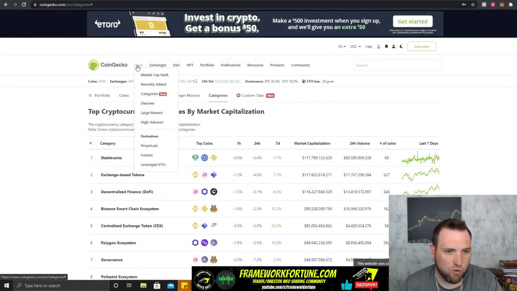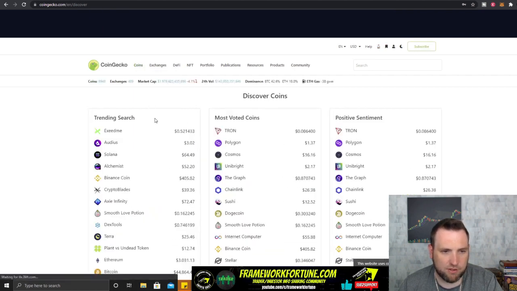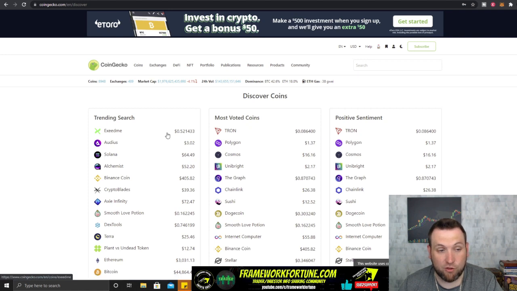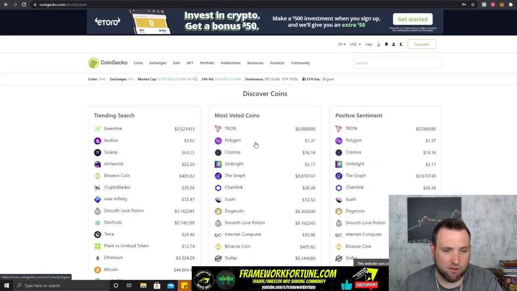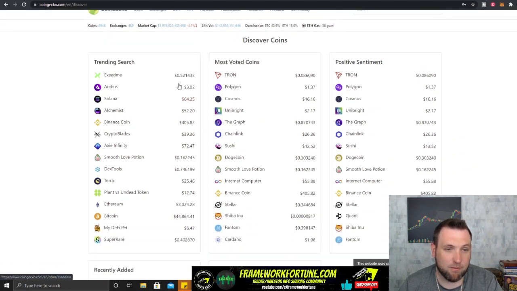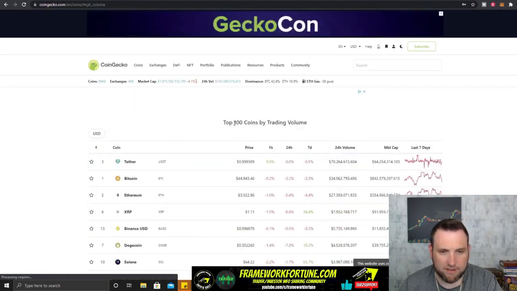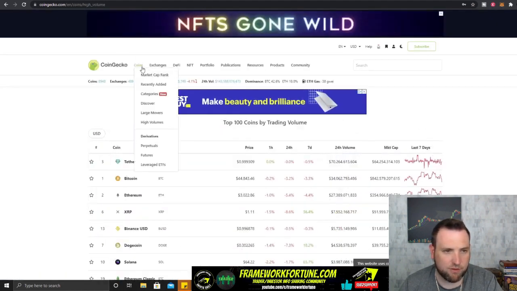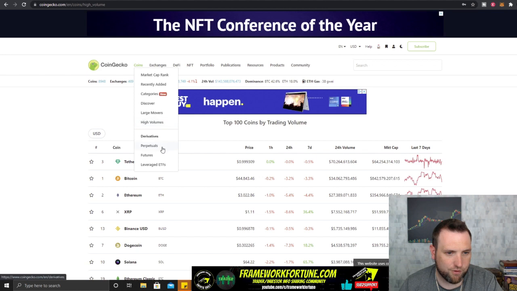Now, if you go up here to coins, you can also find market cap rank, down to categories, and then there's a discover button. So you can see the most searched, the trending searches right now, the most voted on coins, the ones with positive sentiment. So right now, Tron and Polygon have positive sentiment. That's pretty nice to know. And we know that Exceed Me apparently is being searched quite a bit. It's trending. And then they've got the top 100 coins by trading volume. So another way you can find those movers.